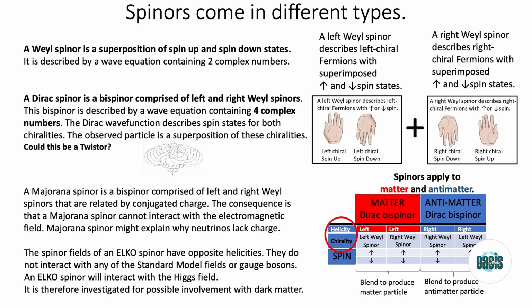So, as I say, spinors apply both to matter and antimatter. For matter, we've got a left and right Weyl spinor. Each of those Weyl spinors has a superposition of up and down spin states. And we've got the same thing for antimatter. I'll try and make it clear what makes something matter and what makes something antimatter. So let's look at chirality and helicity.